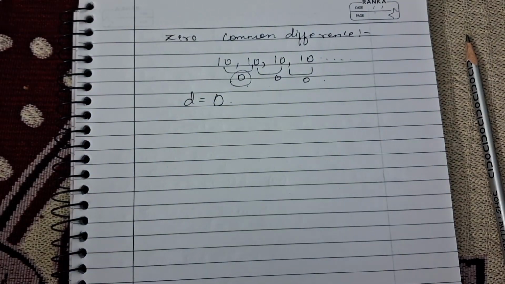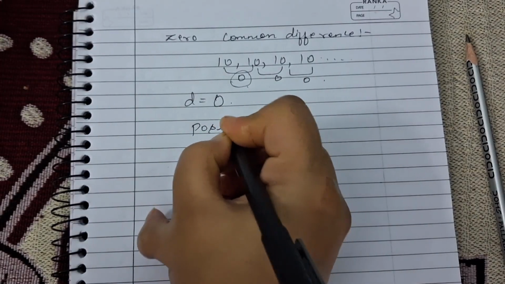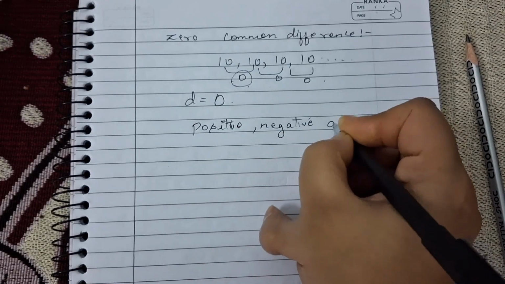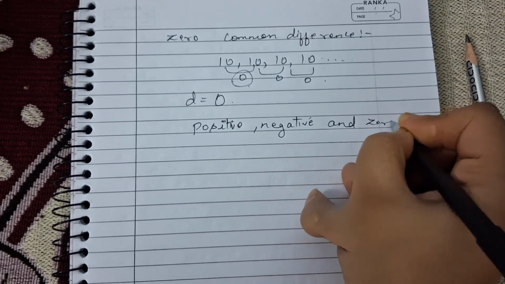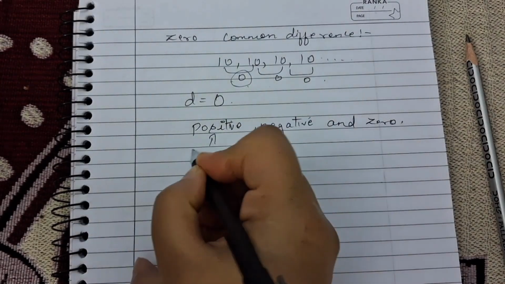So the common difference can be positive, negative, and 0. It can be anything. It can be positive, negative, or 0, the common difference.